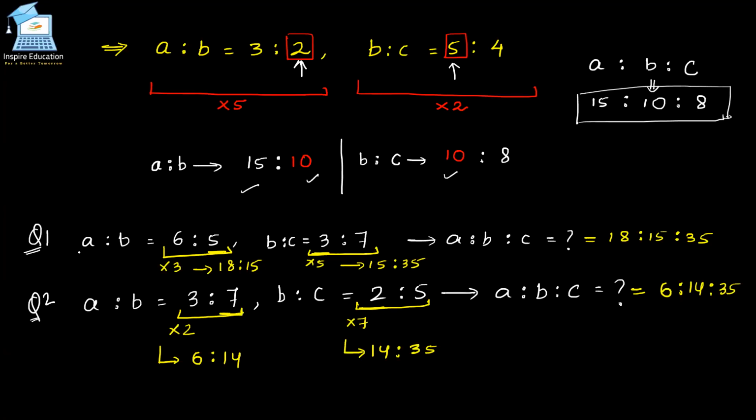See, A is to B. The original ratio we have is 6:5.